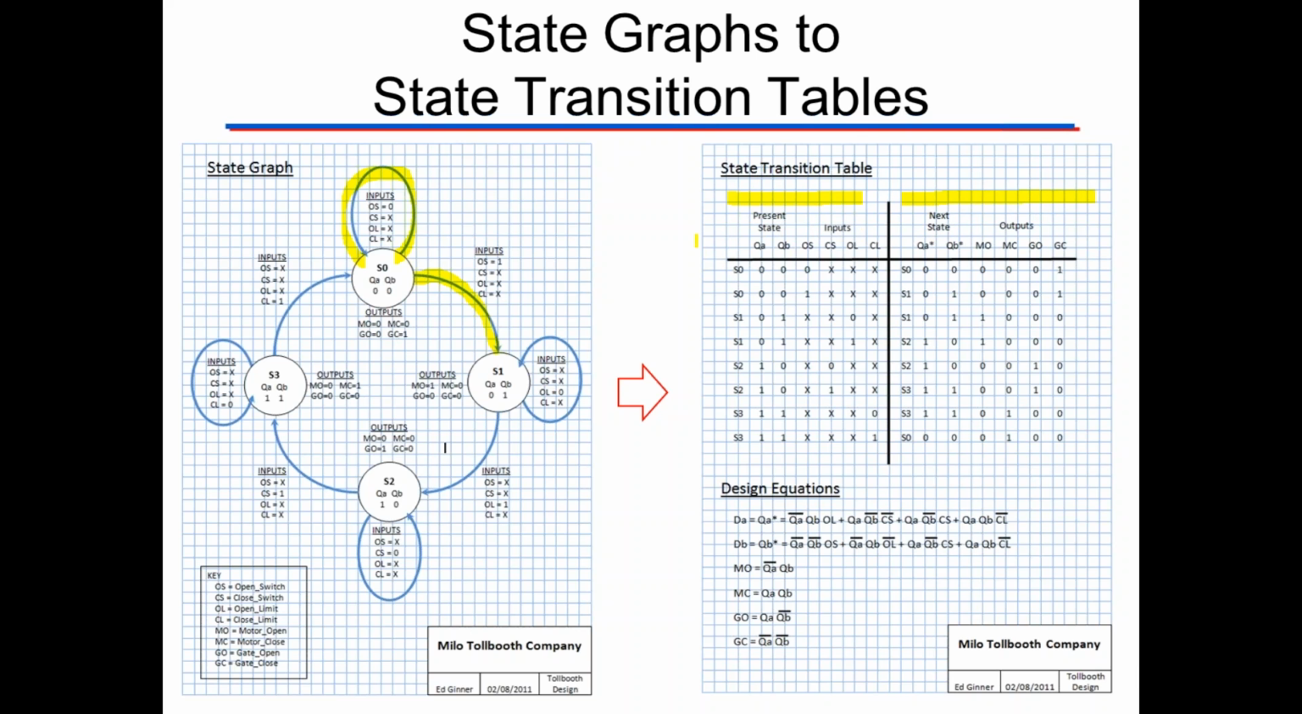If you notice, we've got the little letters up here. Here's our two flip-flops, QA and QB. Here's our open switch, our closed switch, our open limit switch that tells the gate's all the way open, and our closed limit switch, the switch that says the gate is closed. So let's take a look at these first two columns right here. And remember over here, part one and part two of a state.